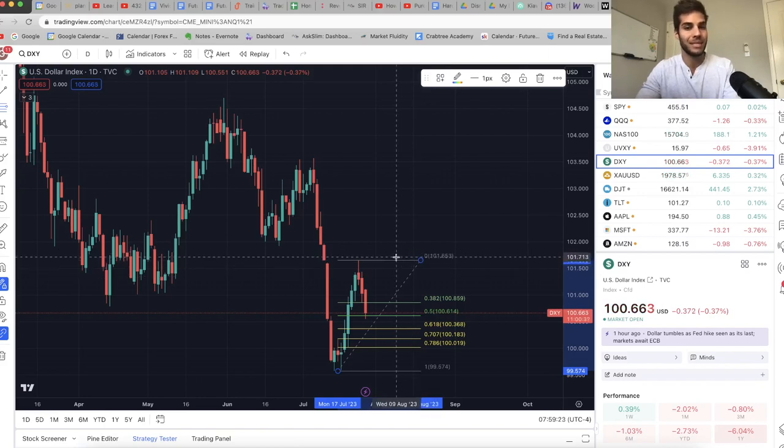The question then becomes, can we take out this 101 area? If we can take out the 101 area, then I would have a little more confidence that we're probably targeting 103.6 and we're getting a bigger correction in Nasdaq and S&P 500. Obviously, if we come back up, set in another lower high, and then take out this swing low, then we're just going to keep pushing up on S&P 500 and Nasdaq.